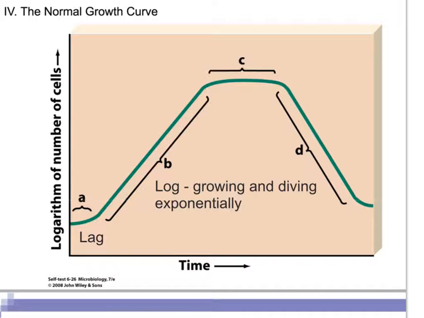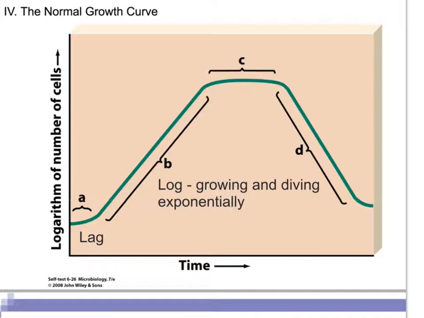They have plenty of food, plenty of space, plenty of oxygen. Everything is going really well, so they're just growing and dividing like crazy. This would be young and growing, like adolescence.